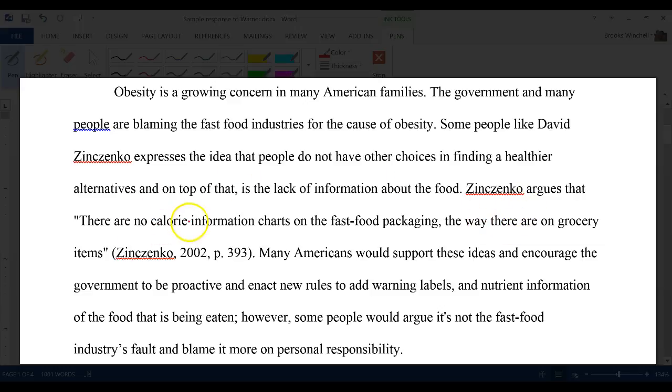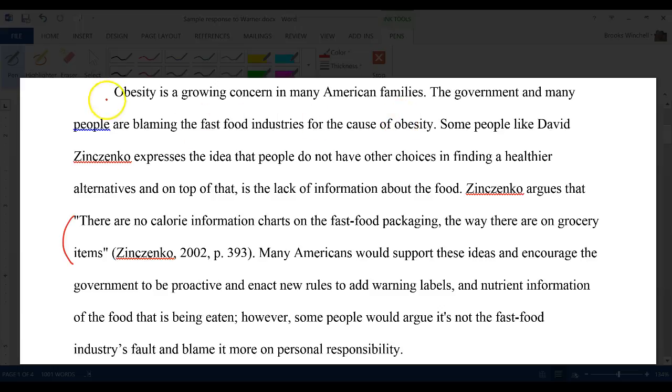Zinchenko argues that there are no calorie information charts on the fast food packaging the way that there are on grocery store items. Many Americans would support these ideas and encourage the government to be proactive and enact new rules to add warning labels and nutrient information of the food that's being eaten. However, some people would argue that it's not the fast food industry's fault and blame it more on personal responsibility.